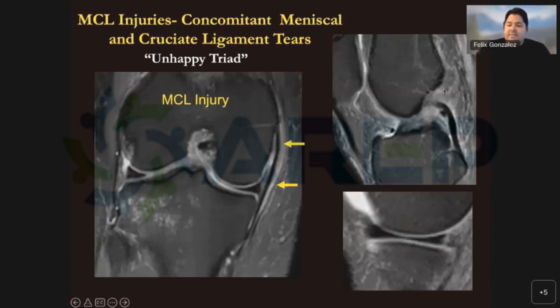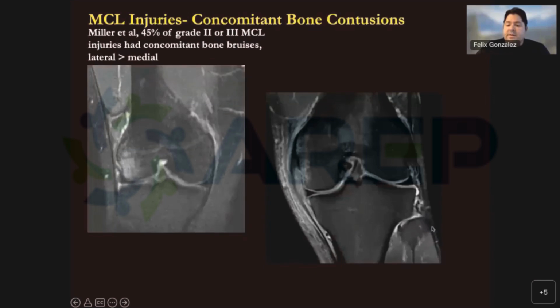So this is a complete ACL tear with an MCL injury, and in addition to that, we also have a ramp lesion, which is a longitudinal peripheral meniscocapsular tear of the medial meniscus, the posterior horn of the medial meniscus. So when you have this combination of injuries together, that's usually referred to as an unhappy triad: ACL, MCL, and medial meniscus injury.